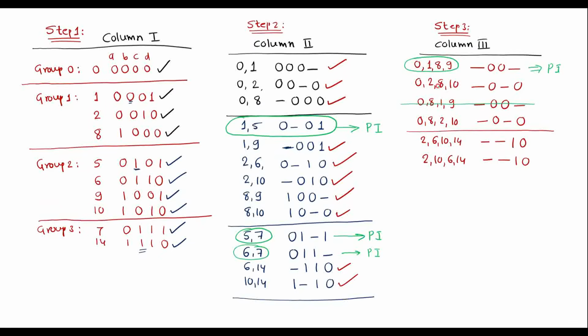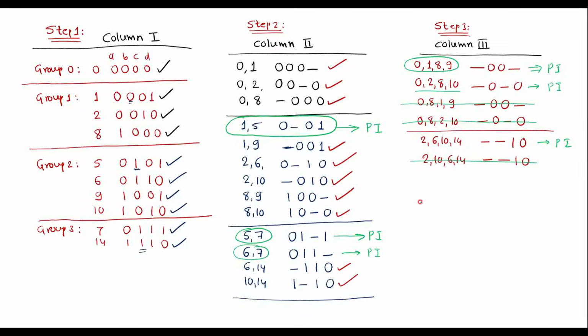Similarly, we have 0 2 8 10. Here also 0 2 8 10, both are the same. I will strike out this one and consider this only, that is a prime implicant. Here we have 2 6 10 14. Here also we have the same min terms, 2 6 10 14, that is dash 1 0 dash. So we will consider only once, and this is a prime implicant.